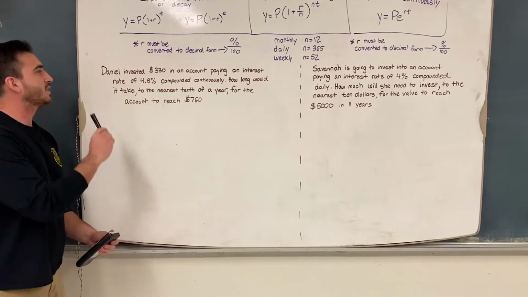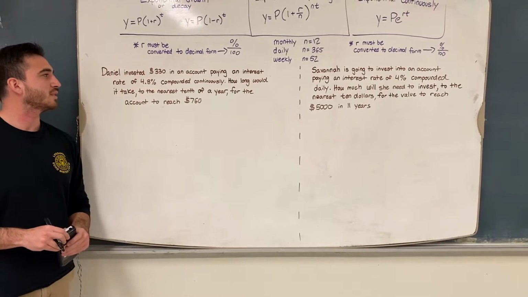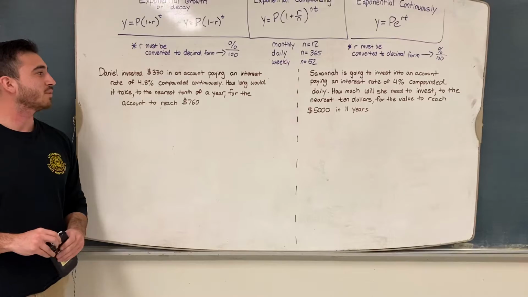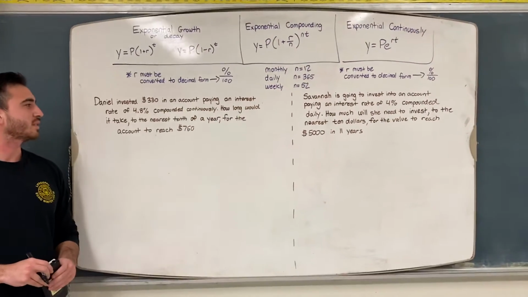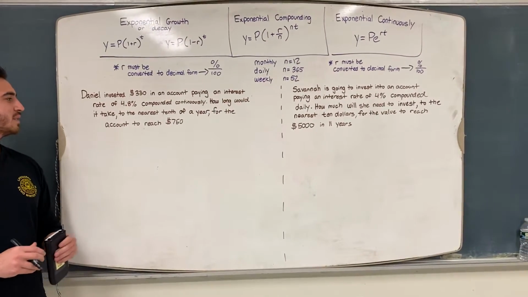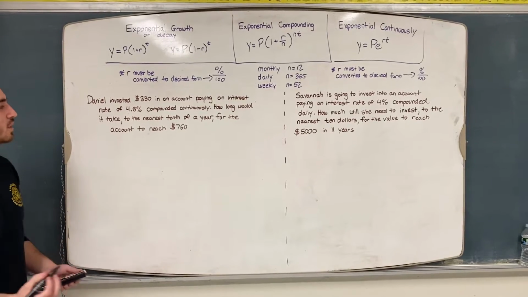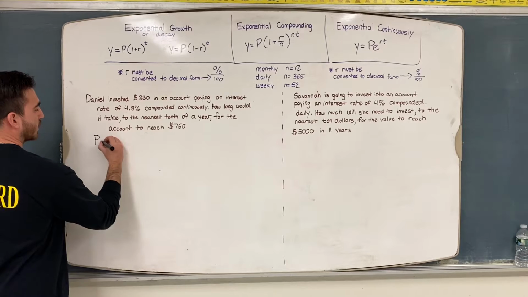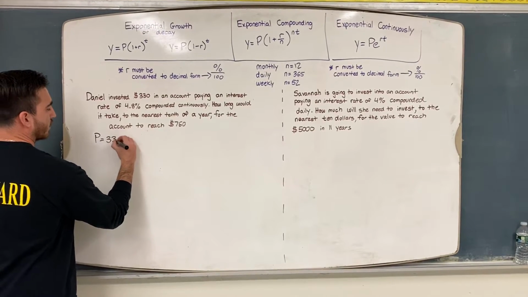So the first one says, Daniel invested $330 into an account, paying an interest rate of 4.8%, compounded continuously. How long would it take, to the nearest 10th of the year, for the account to reach $760? So in this problem, they originally give us our p-value. So p is going to equal 330.